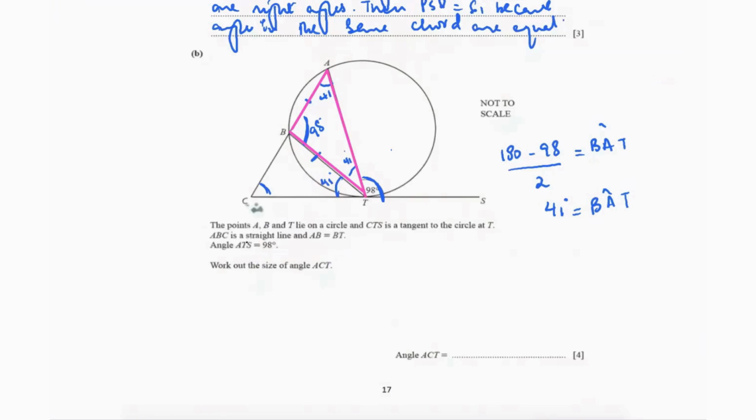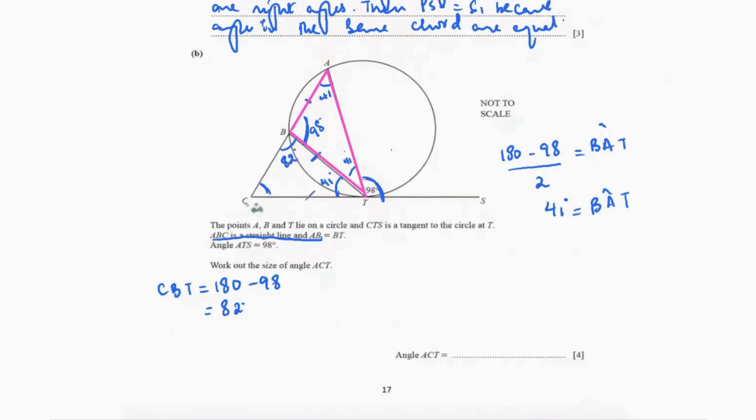And the question has said that ABC is a straight line. That means we can do 180 minus 98 to find angle CBT, because the sum of angles on a straight line is equal to 180. So that's going to be 82 degrees. So now we know ACT is a triangle, CBT is also a triangle. So we can use either of the triangles to find the value of angle ACT.